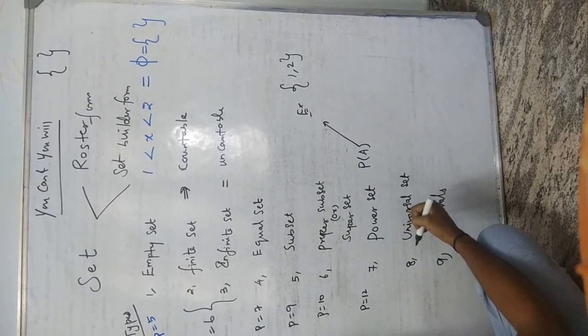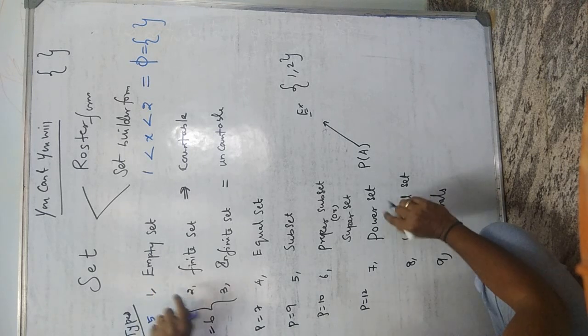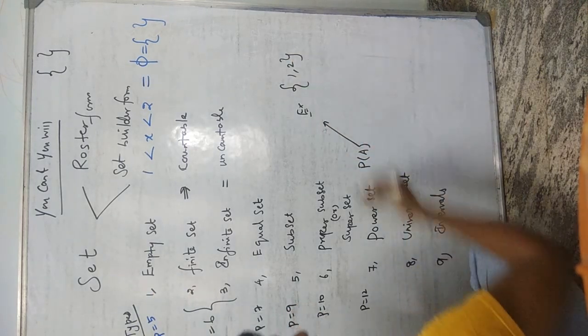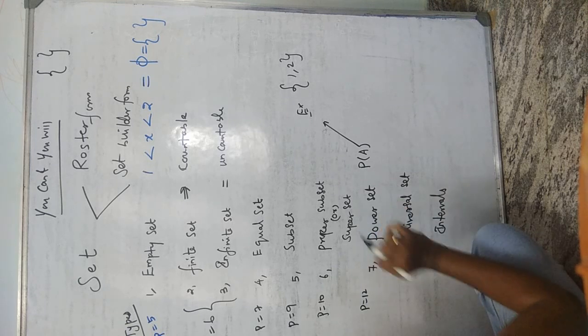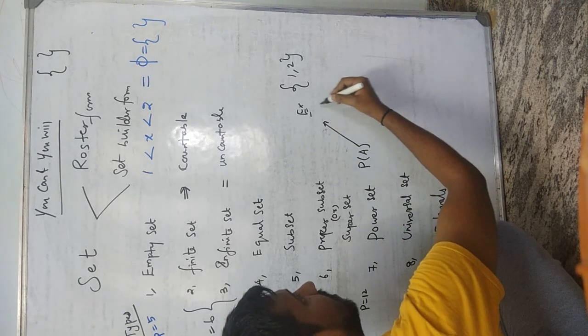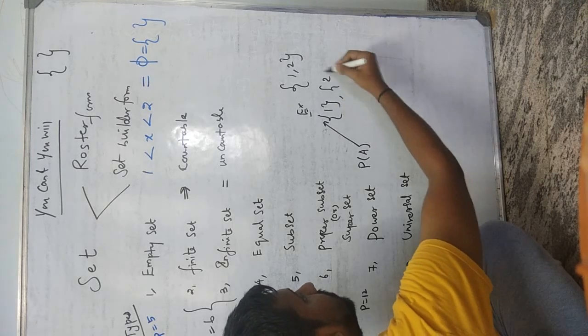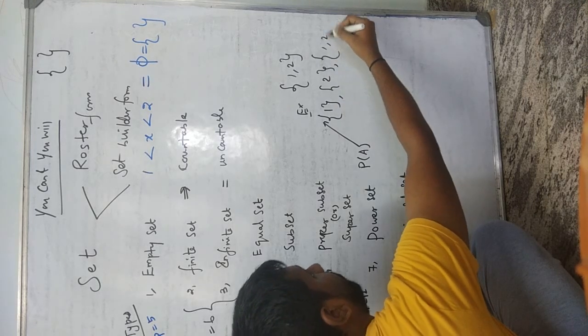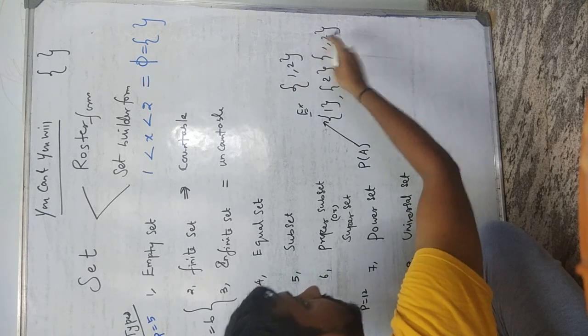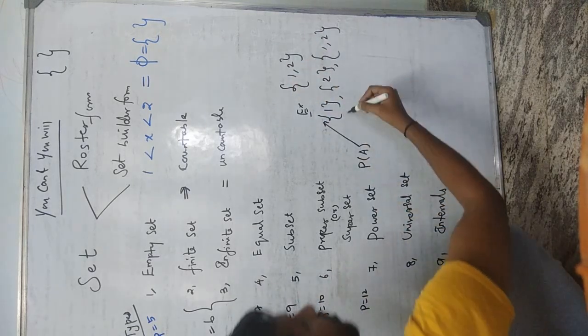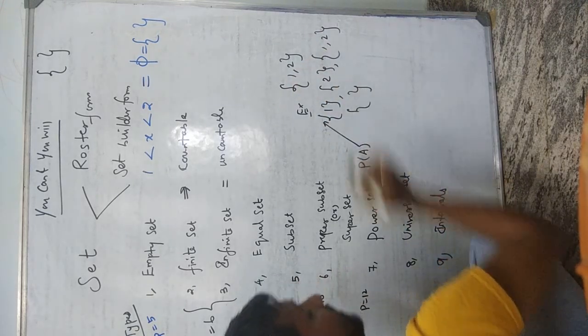For the power set, you have to write the subsets. So first of all, you have to know how to write the subsets. For example, 1 is a subset, 2 is a subset, 1 comma 2 itself, since every set is a subset of itself, and every set has a null set.